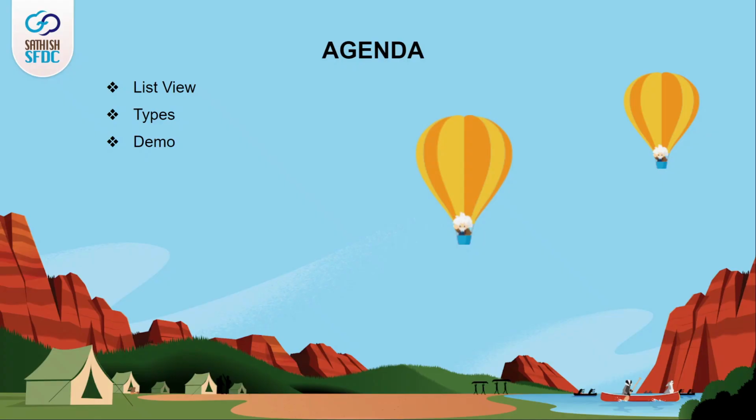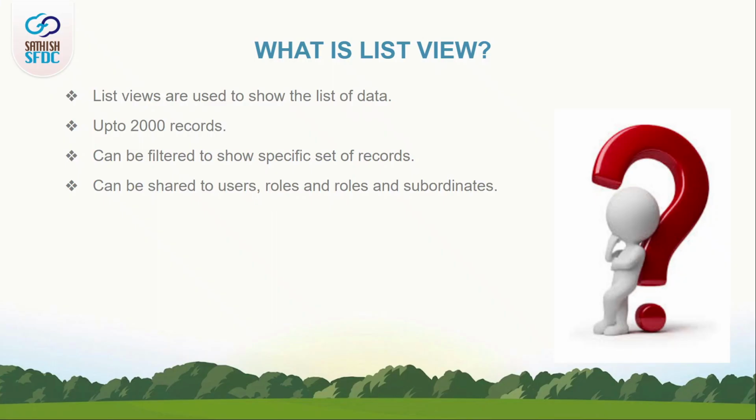Agenda of this video is to know about the list views in Salesforce. What is list views? List views are just like spreadsheets. User can see set of records that is up to 2000 of an object in a single page and can be filtered to view the specific set of records and share those views to particular public group, roles and subordinates.